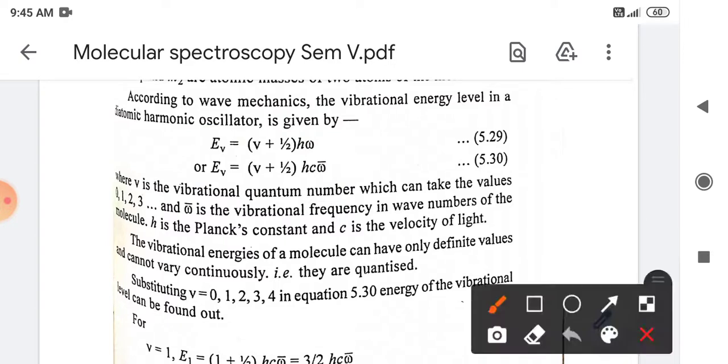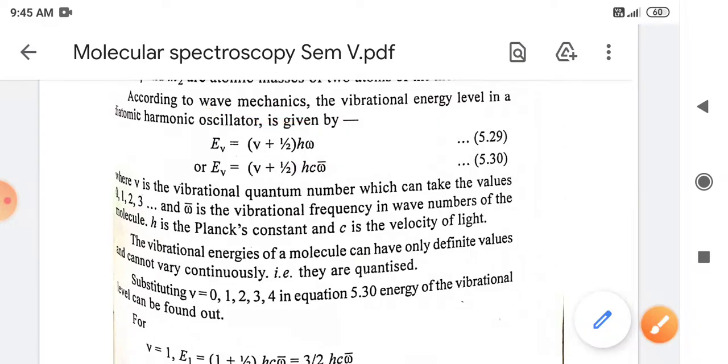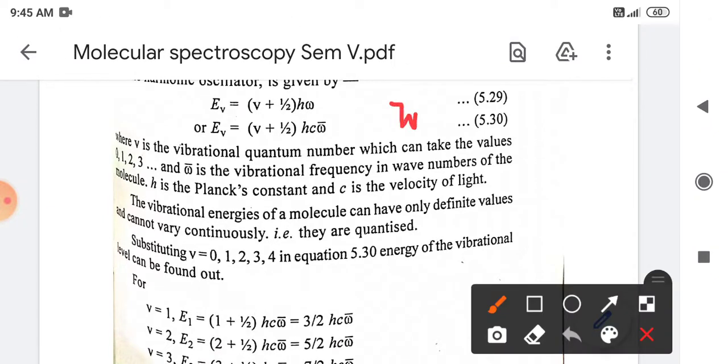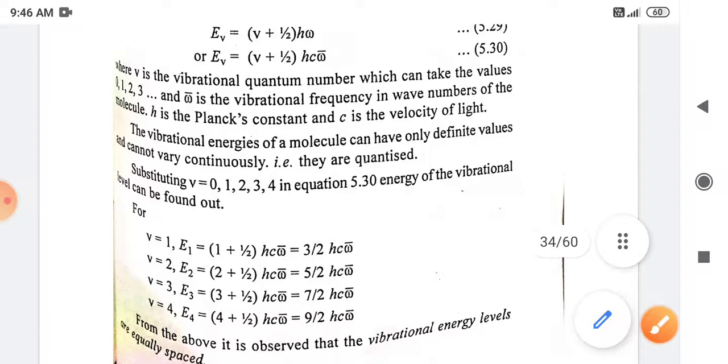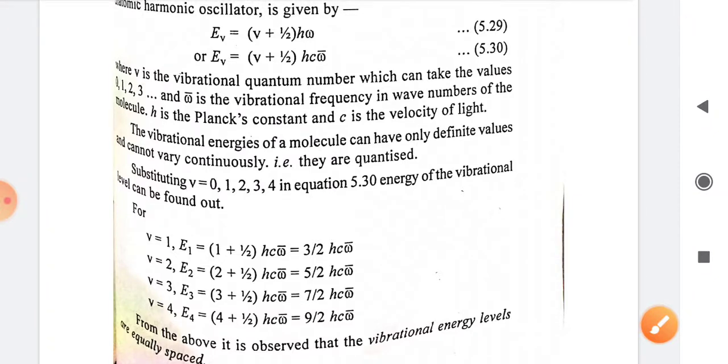The vibrational energy is given by Ev equals (v plus 1/2) h omega, or simply h nu, if we represent omega by nu, the frequency. Ev can also be written as (v plus 1/2) hc nu bar, or omega bar. Here v is the vibrational quantum number, which can have the values 0, 1, 2, 3 and so on. Omega bar is the vibrational frequency in wave numbers of the molecule, h is Planck's constant, and c is the velocity of light.